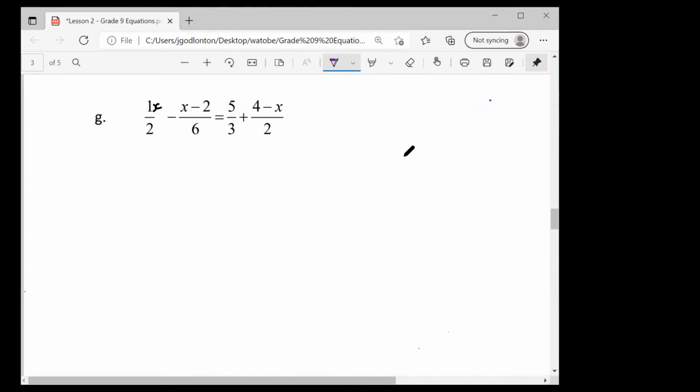Six. That didn't sound like Adaora. Okay, but yes, your LCD here would be 6. Okay, that's our first step. And that's the most important step. Actually, once we've done that, we're sort of golden.